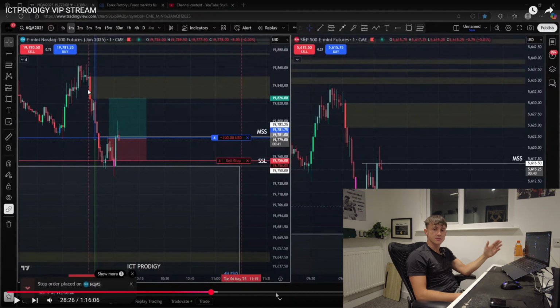So we know this is a trap. We know this is a trap once we see the market structure shift. Therefore, we take this trade. This is an A plus trade. We take this trade all day, every day, and we'll show you exactly how to do that.